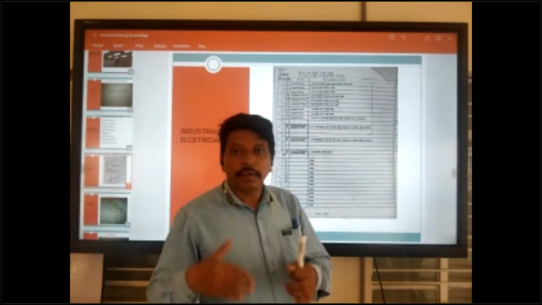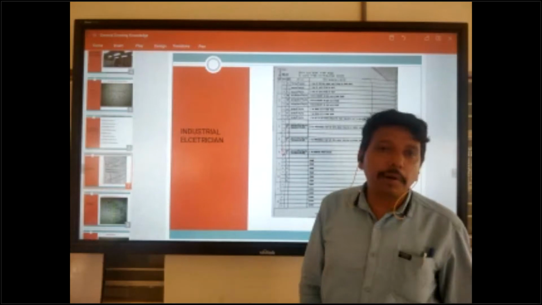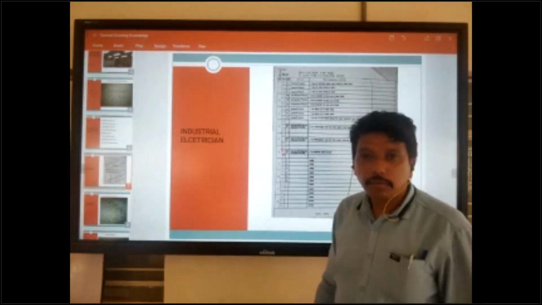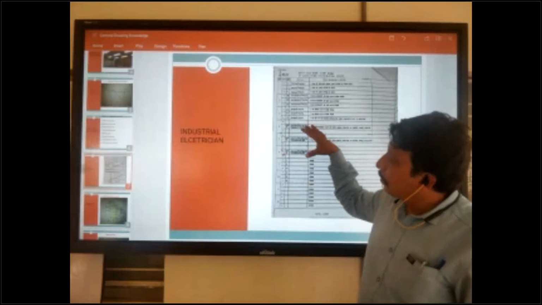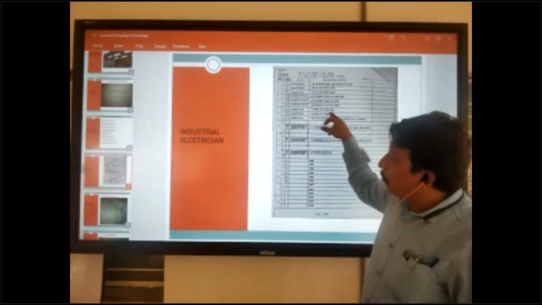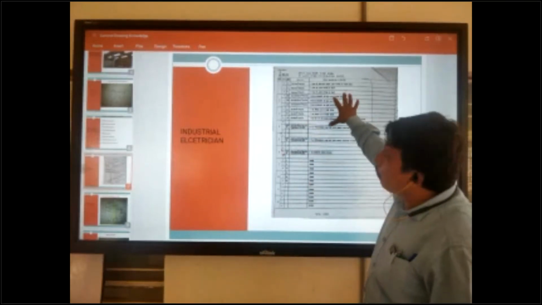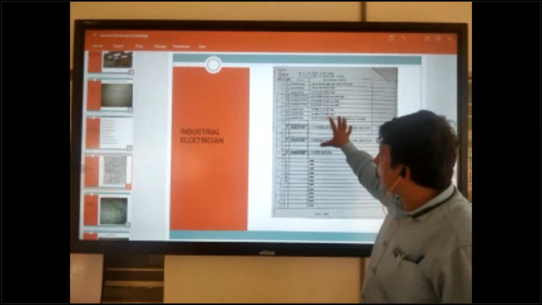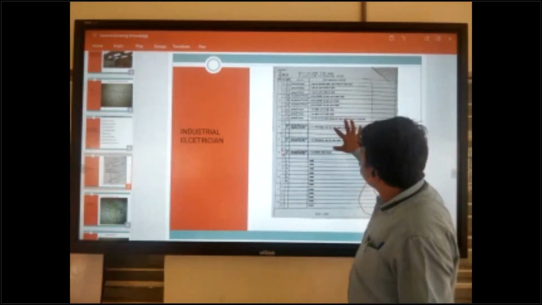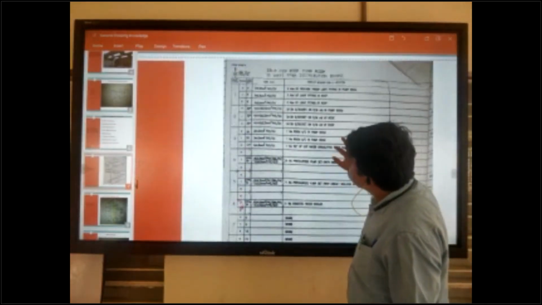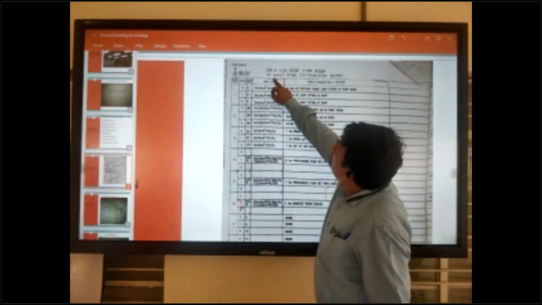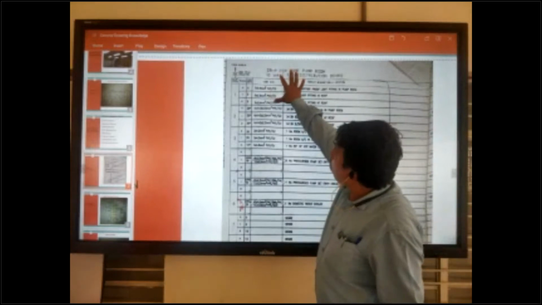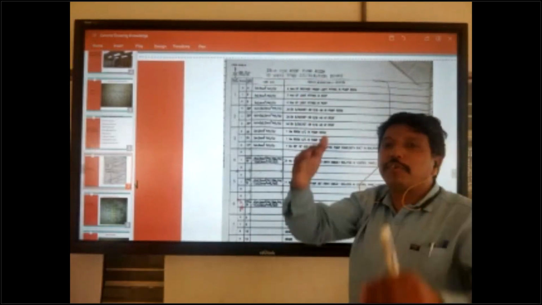Yesterday we were talking about drawing knowledge. Inside drawing knowledge we can talk about the DB schedule. Yesterday I already explained the DB schedule, a 10 way DB, in three steps.